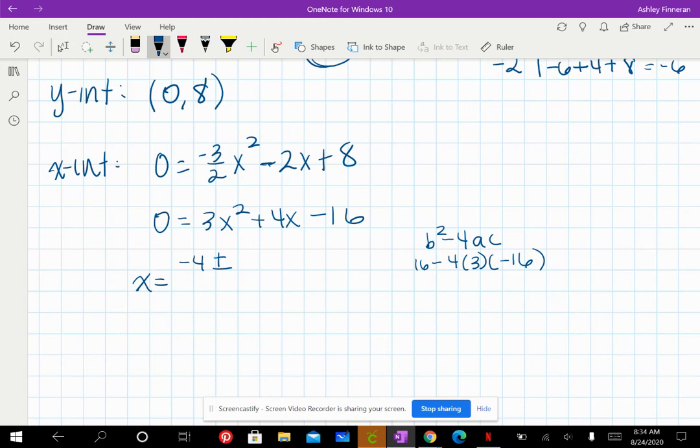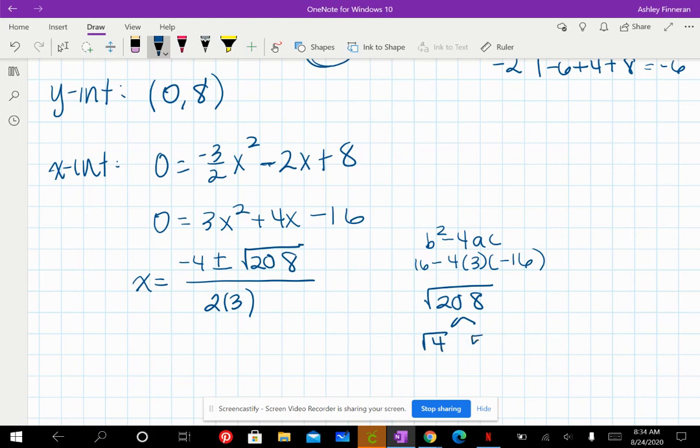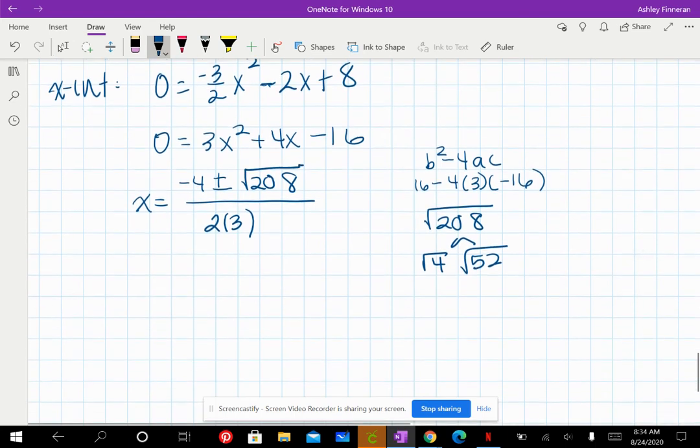I'm going to double check my math there. Mental math really quick. Yep, 208. So we have negative 4 plus or minus the square root of 208 all over 2 times 3. So the square root of 208, I need a perfect square that goes into that. That's going to be divisible by 4, and I think that's 52. Now, I quickly did some mental math. I knew 4 went into it, but I know that the 4 also goes into 52. It's 4 times 13. So then the square root of 208 ends up being 2 times 2 times radical 13.